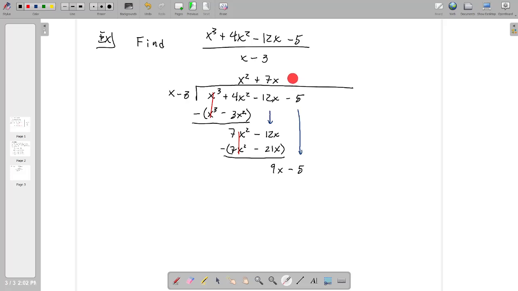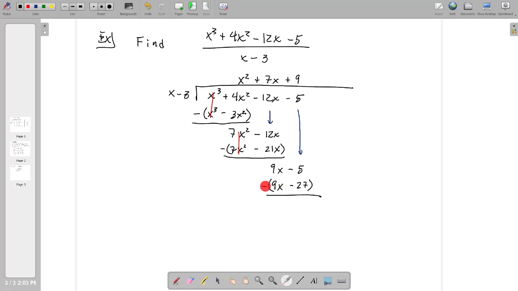Now we need to multiply. We're trying to find something that we multiply by x to give us 9x. And that will be just 9. Plus 9 here. 9 times x is 9x. 9 times negative 3 is negative 27. And then we subtract, just like every other step.